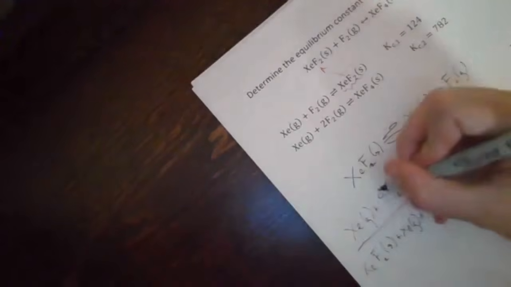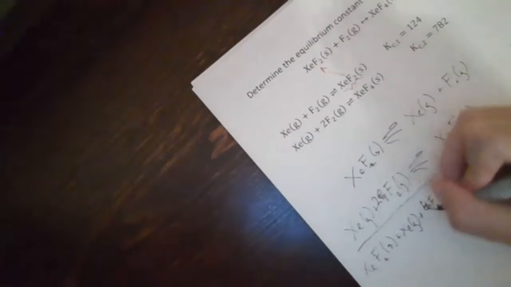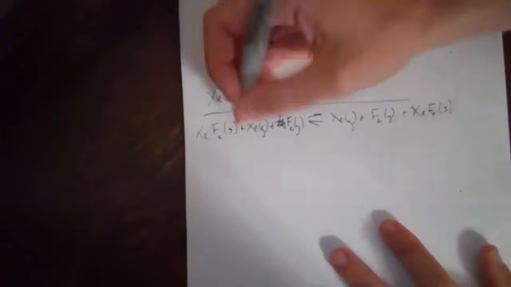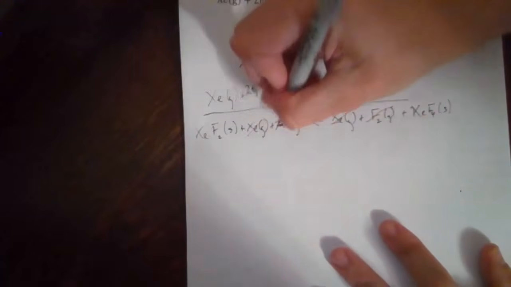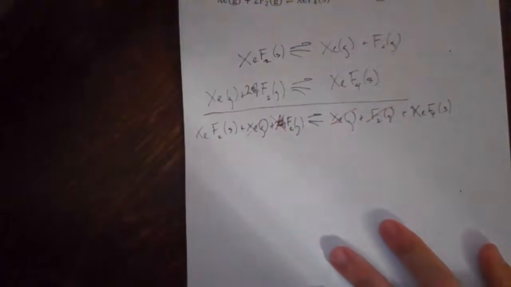The xenons cancel. That shouldn't be a 4. That's a mistake. Sorry, that was a typo. I was doing 2 times 2 in my head. We want to cancel it out. The xenons cancel. This fluorine and that 2, the coefficient, cancel.